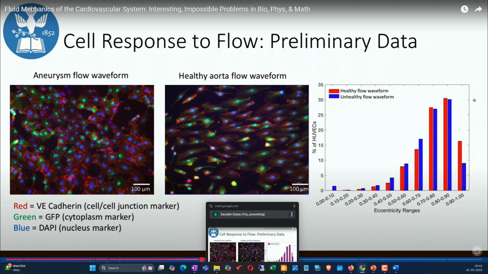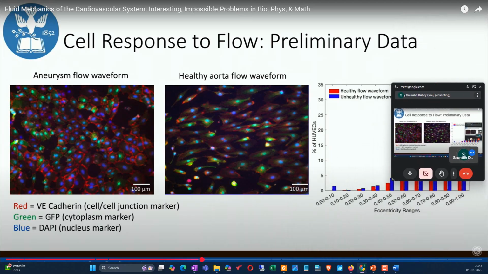And based on that, you see for different eccentricity ranges, they have seen the percentage of HUVECs which was there, right?